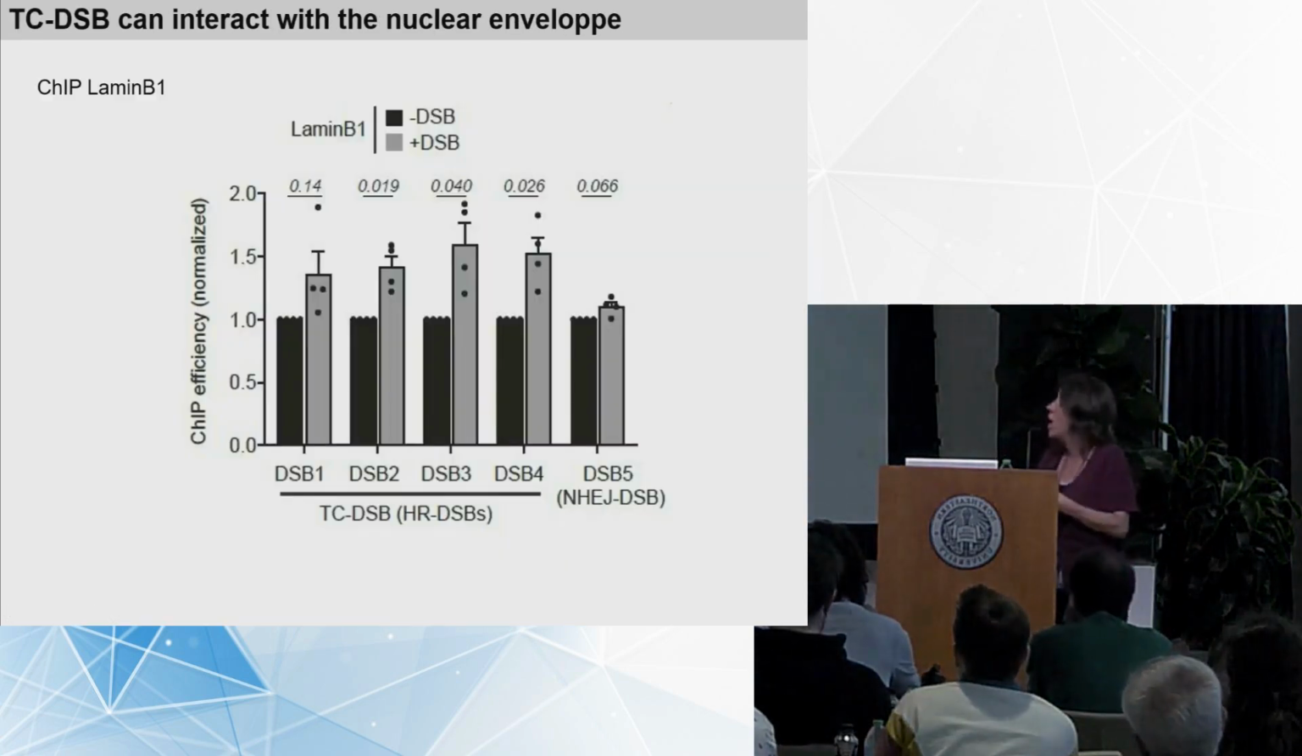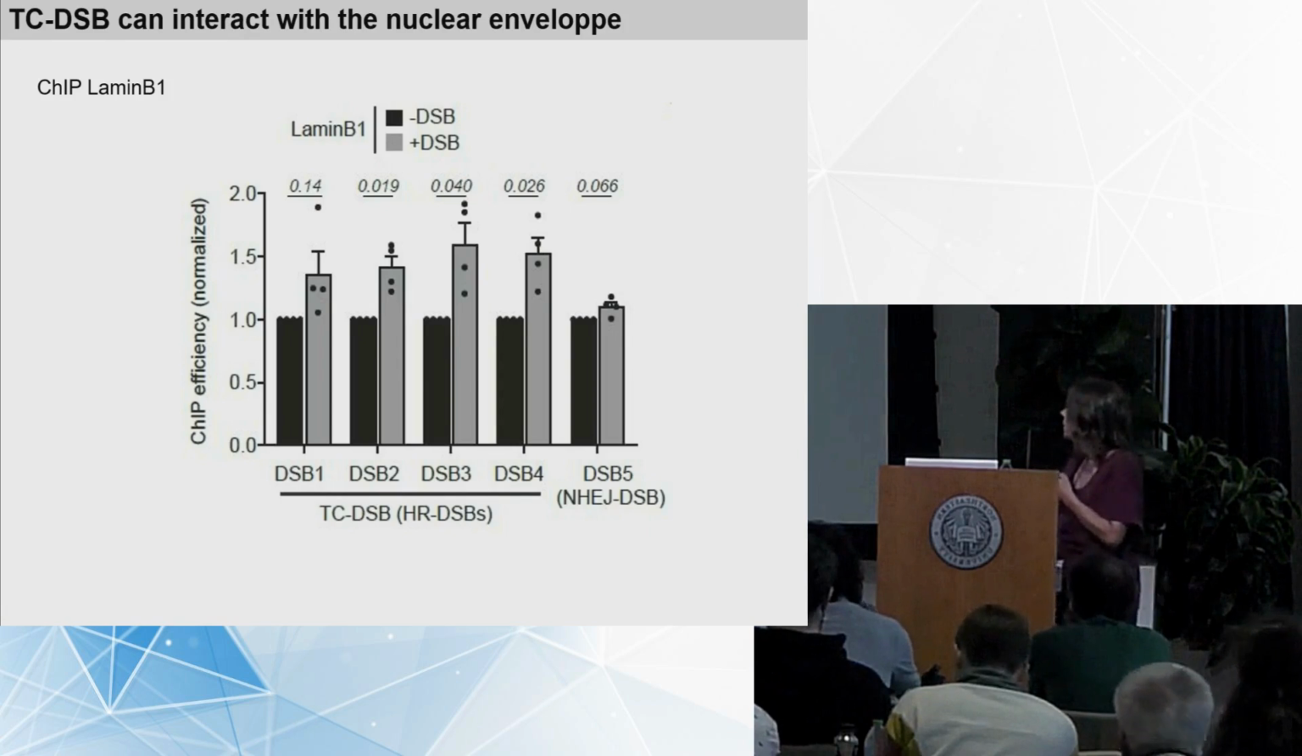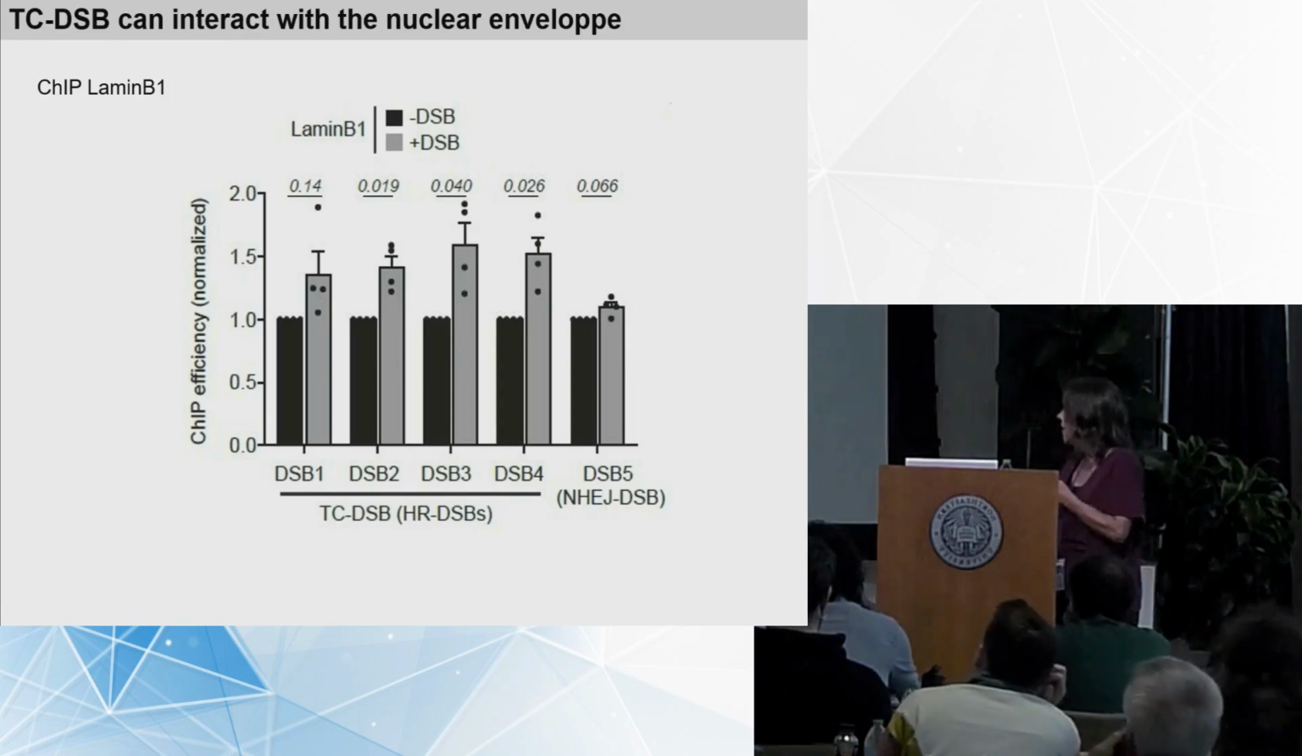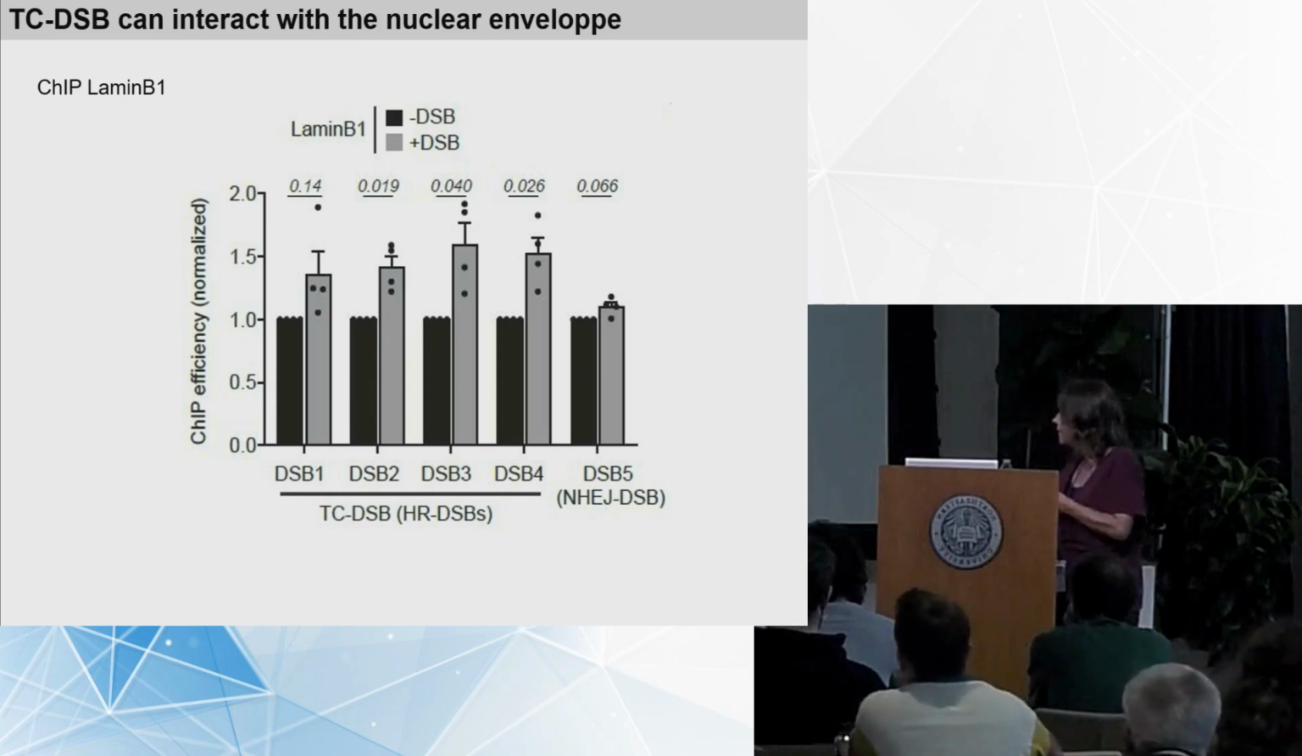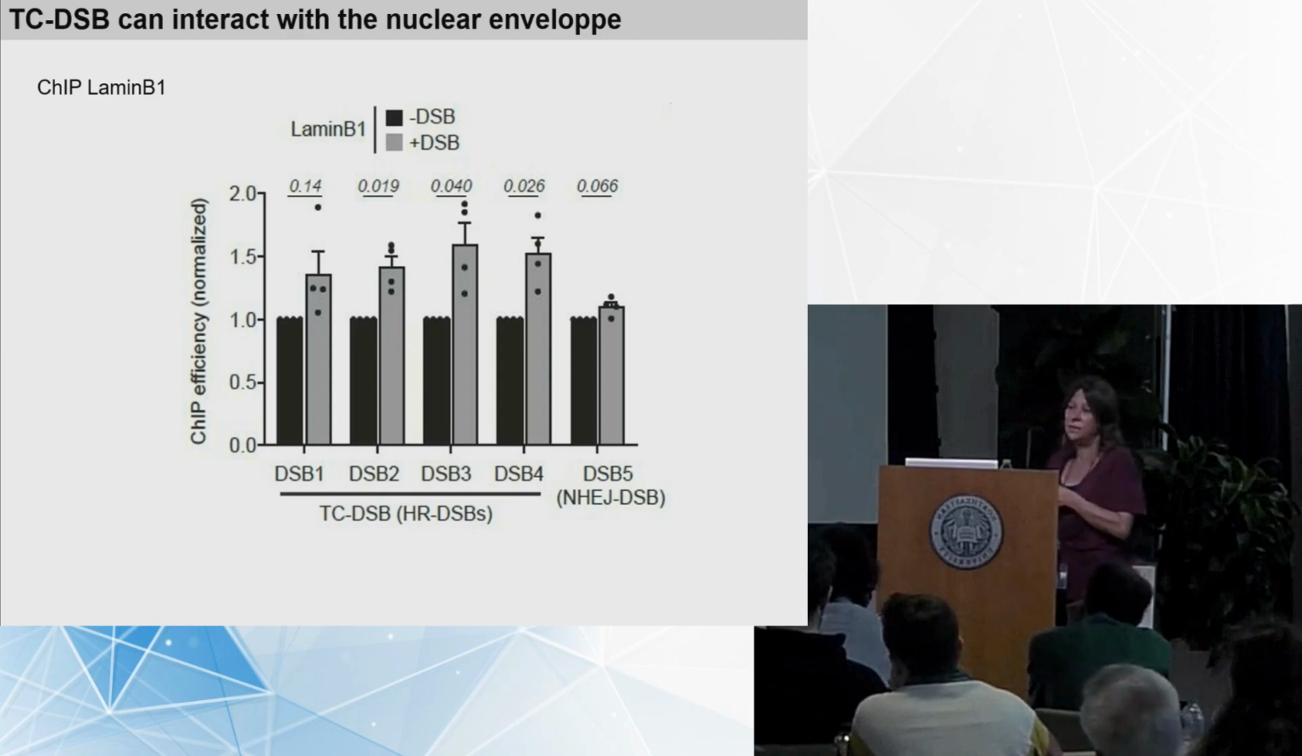So we performed chromatin IP experiments against lamin B1, and we could see that indeed lamin B1 is recruited at DSBs that are induced in transcribed loci, what we call TC-DSBs, DSBs induced in transcriptionally active loci, but not on DSBs that are induced in intergenic loci.